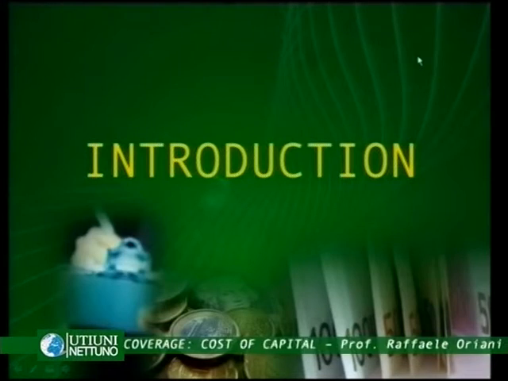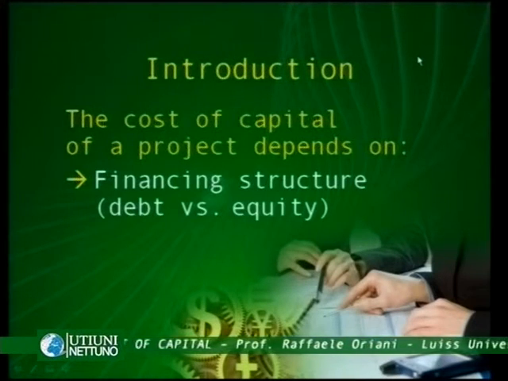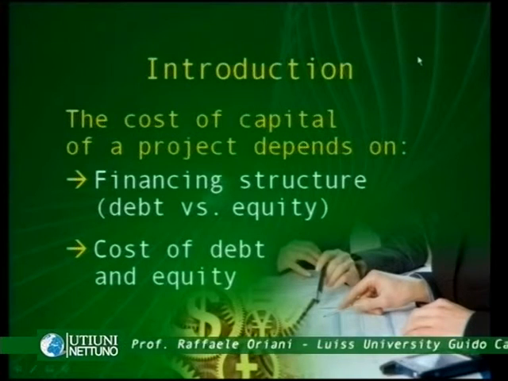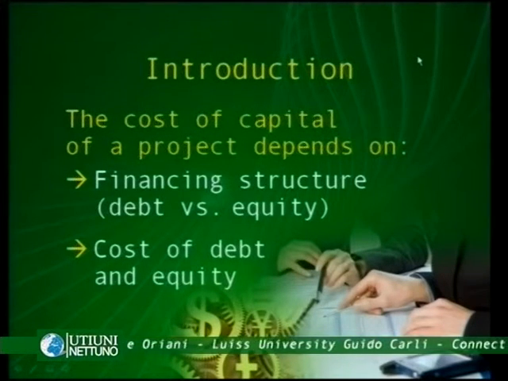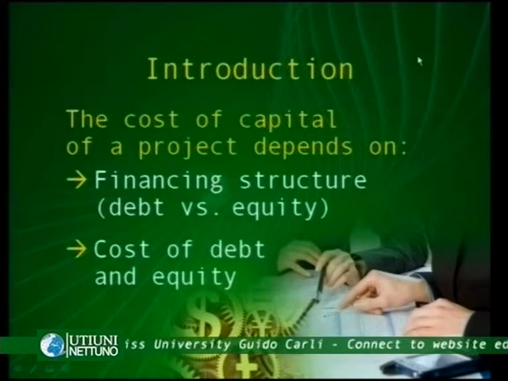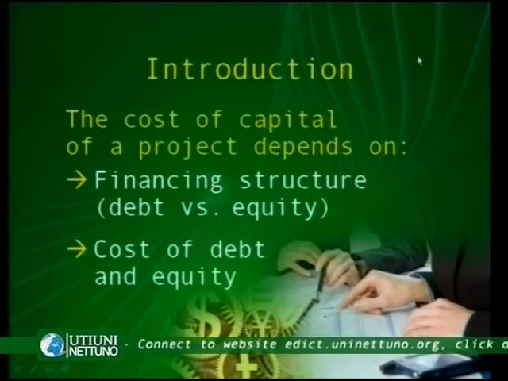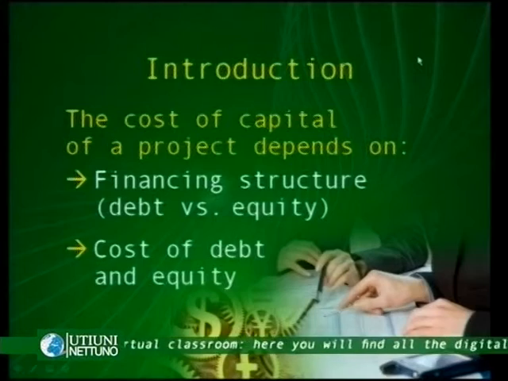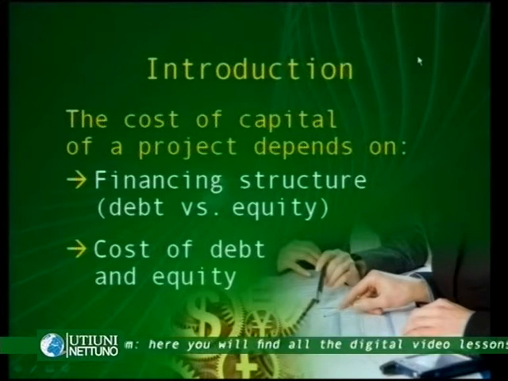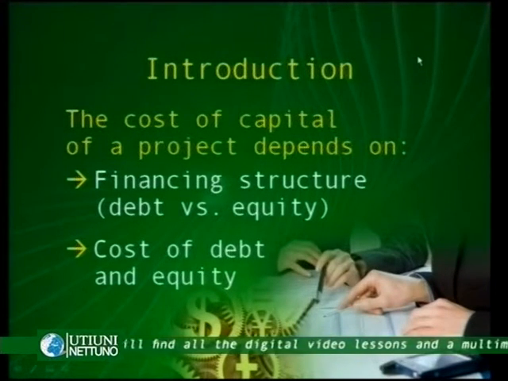So here we start from the introduction. The introduction says that the cost of capital of a project depends on two specific issues. One is the financing structure. This means in particular how much debt and how much equity the project sponsor decides to use to cover the financing needs of the project. And then clearly the cost of capital will depend on the specific costs of debt and equity. So in the end, these two variables will determine the cost of capital for a project.